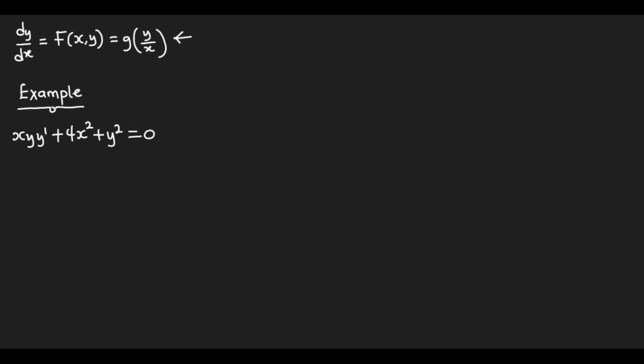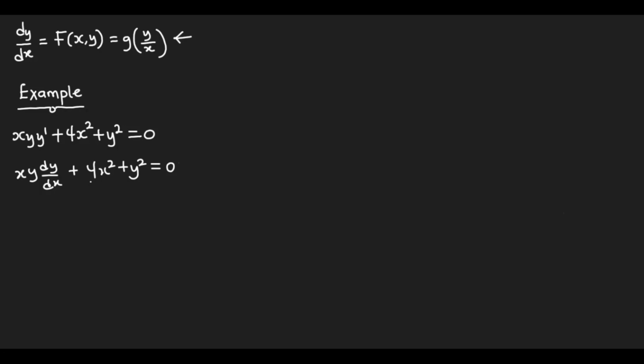Okay, so we are going to try our hands on this example to help us understand the process involved in solving homogeneous differential equations. So I have this example here and I will rewrite it. So you have xy, and then instead of y prime, I will write it as dy/dx, plus 4x squared plus y squared equals 0.